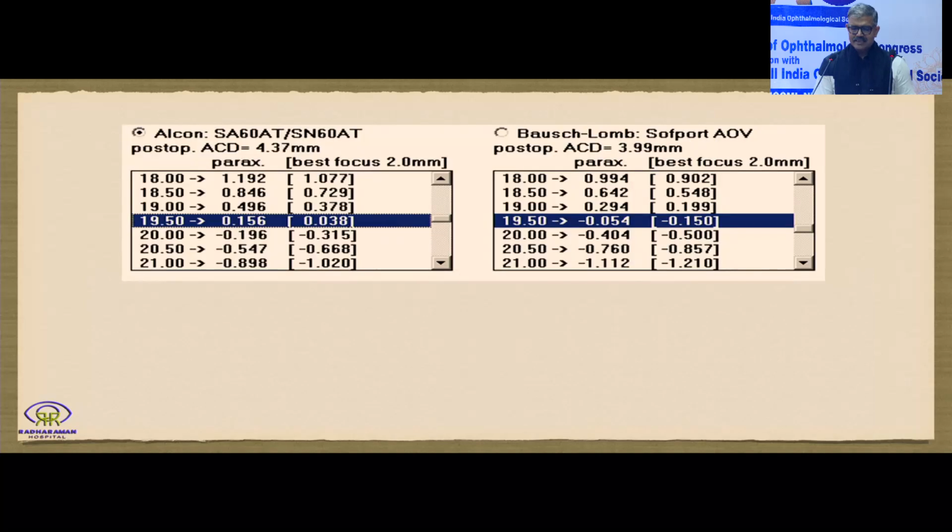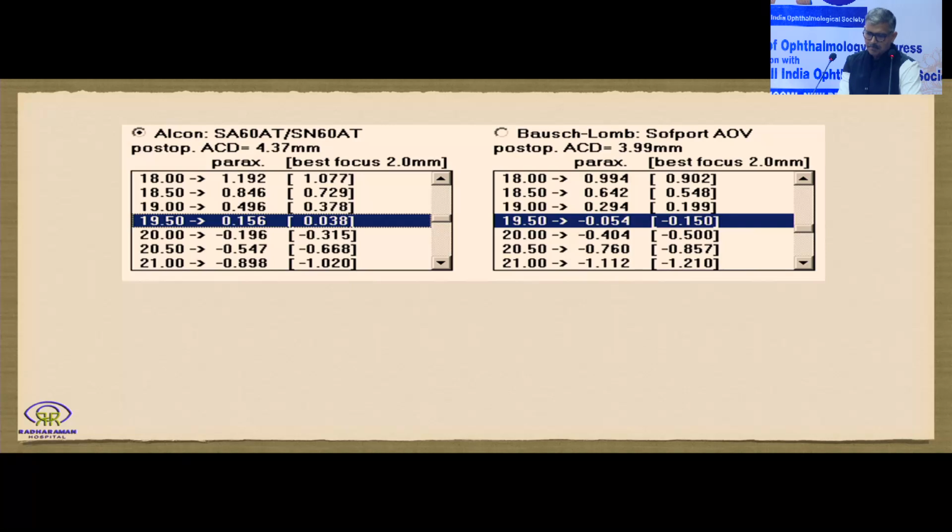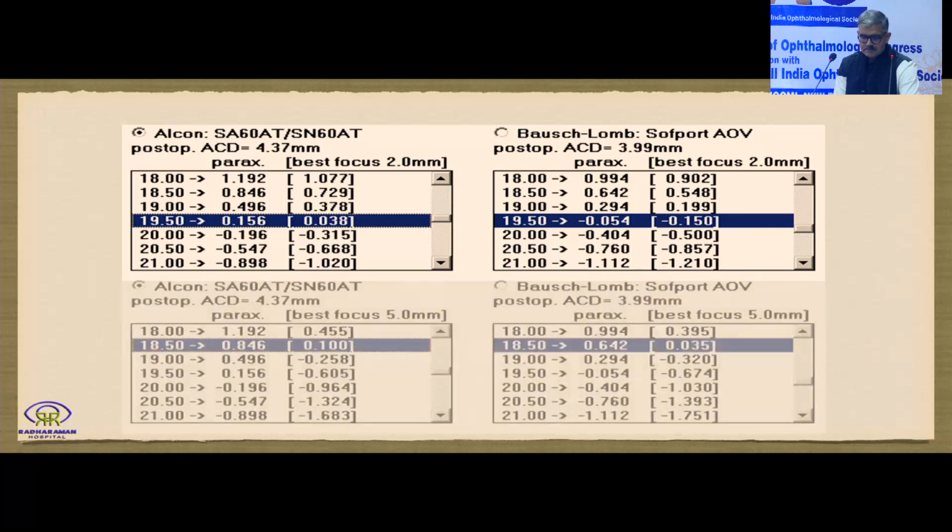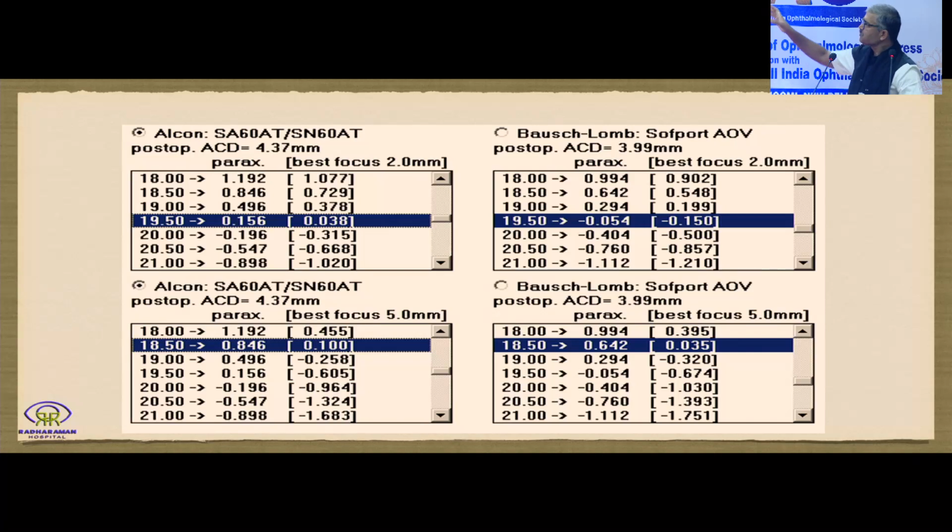What it means is, if you have a preoperative pupil of 2 millimeters vis-a-vis a pupil size of 5 millimeters, the IOL power that is calculated for these two patients will be different. The best focus will come with a 19.5 with the same IOL if the pupil size is 2, and if the pupil size is 5, it comes to an 18.5.